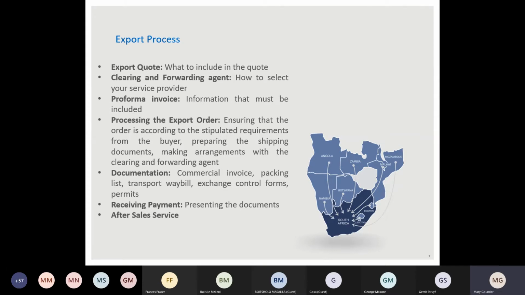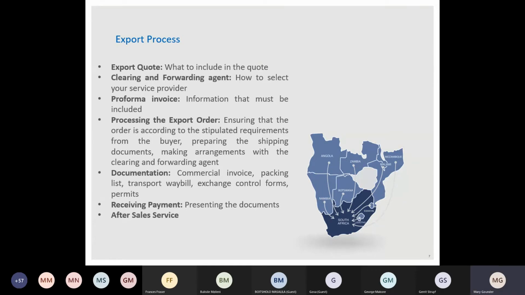Okay, processing the export order. You need to ensure that the order is according to the stipulated requirements from the buyer. While you're getting the order ready and producing whatever goods, whether it's t-shirts or honey or canned meat products, whatever it may be, you need to make sure that everything is according to what they require, whether it's the number, the quality, quantity, the way the goods are packaged and so on. It has to be according to what they require, because you do not want to come to a later stage where the buyer has taken delivery and they're not happy with the goods.